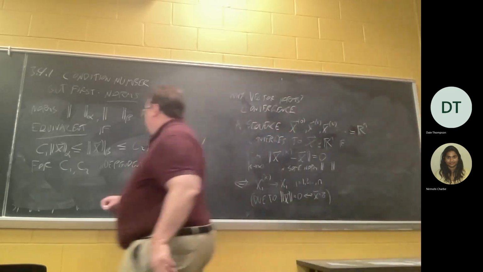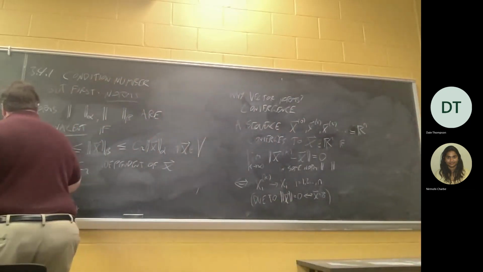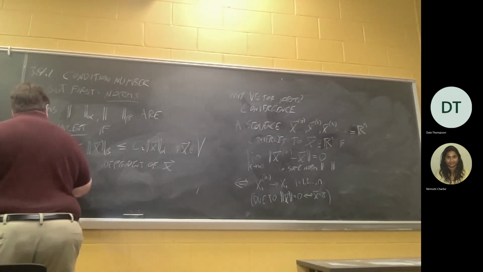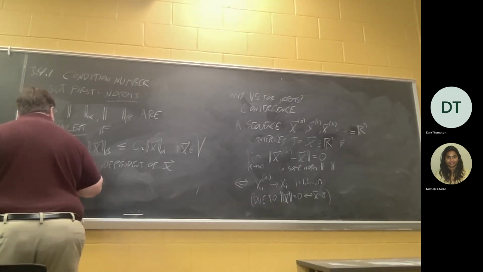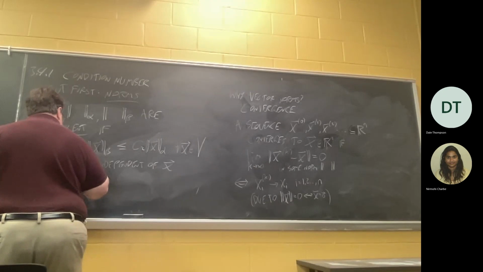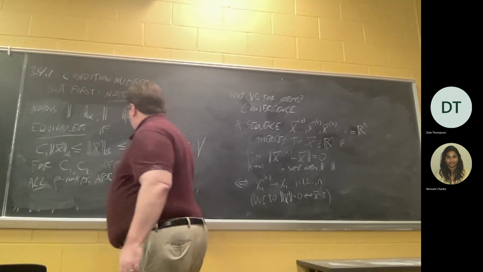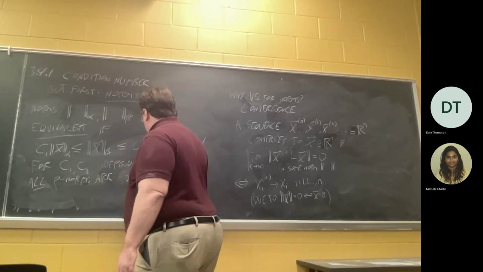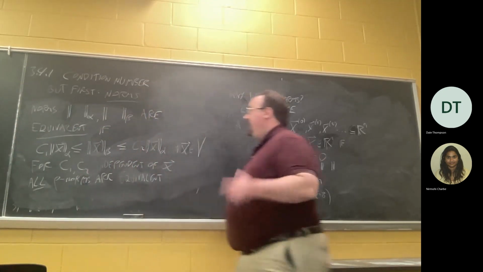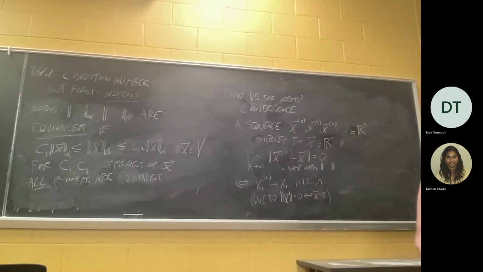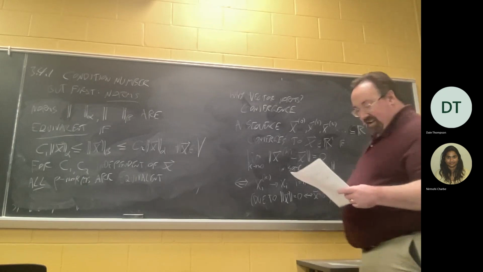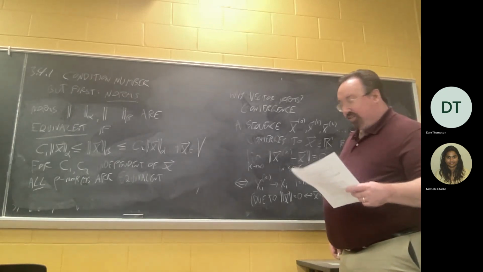And in particular, all P norms are equivalent. Any two P norms, these constants do exist. Finding them might be rather difficult. They make for rather vexing homework problems to find them. Don't worry, I didn't assign any. But I will give some examples.